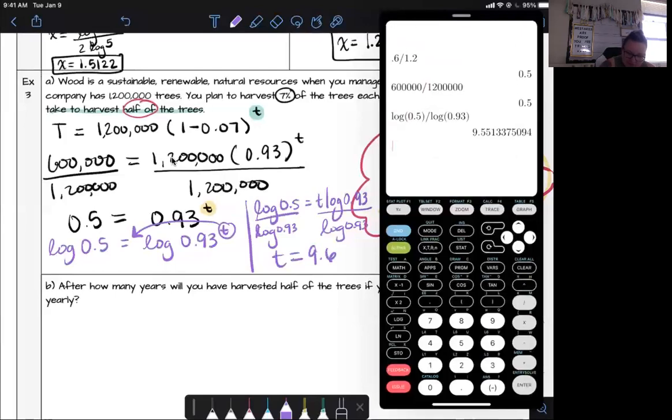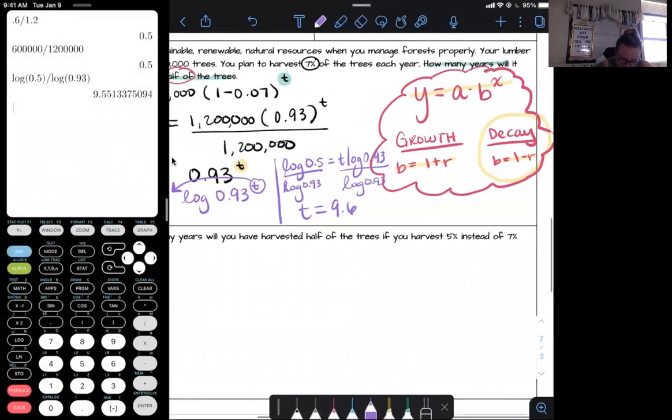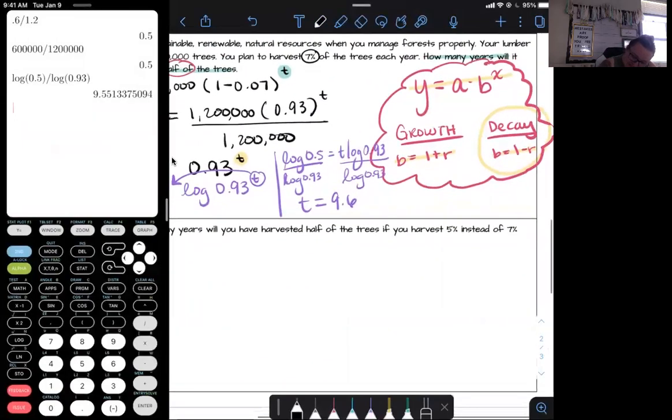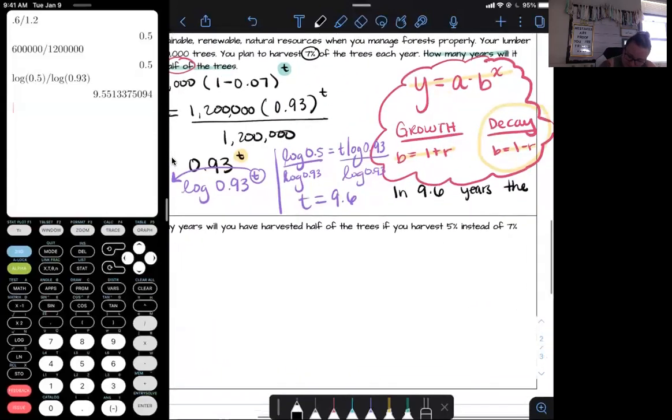And of course, we're talking about a word problem where context means everything. So we're going to want to make sure that we write a little sentence for our final answer. We're going to say in 9.6 years, half of the trees will be harvested.